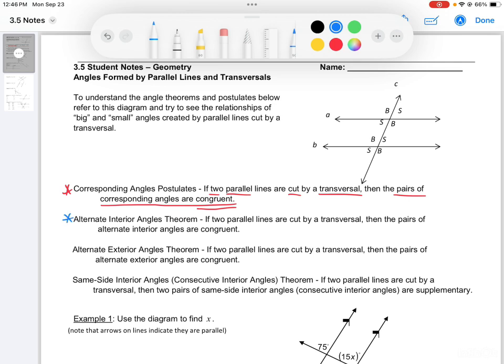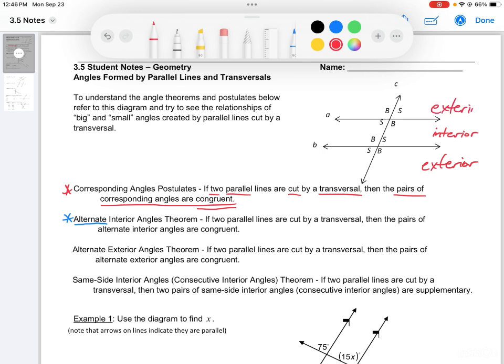Our next type of angle relationship is alternate interior angles. The wording is very important here. Alternate means they are on opposite sides of the transversal, okay? So they're going to be on opposite sides of this cutting line, okay? And interior means they're actually going to be in between the parallel lines.